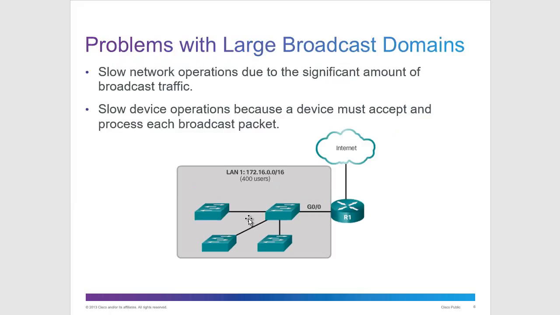The problem with large broadcast domains is they can slow down the network. It slows down devices because they have to accept and process each broadcast. So you have a less efficient network if you have a very large broadcast domain. You can see in this example we've got 400 users in one domain. So we can perhaps get some more speed out of our network, and cause it to work a bit more efficiently, if we can divide that up and create smaller broadcast domains.